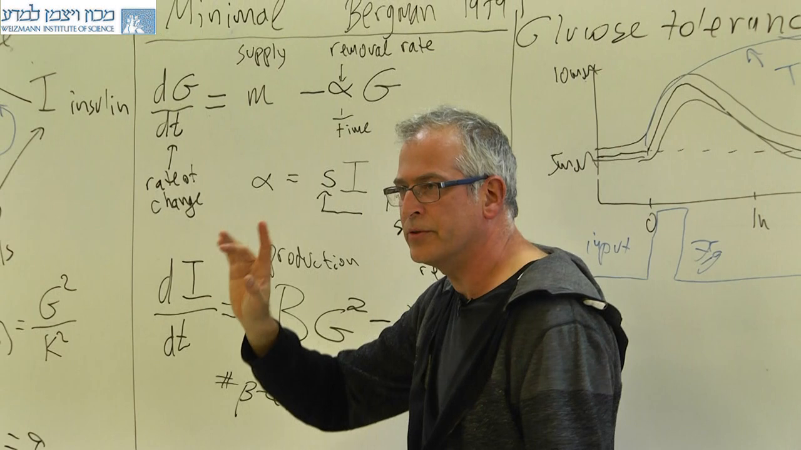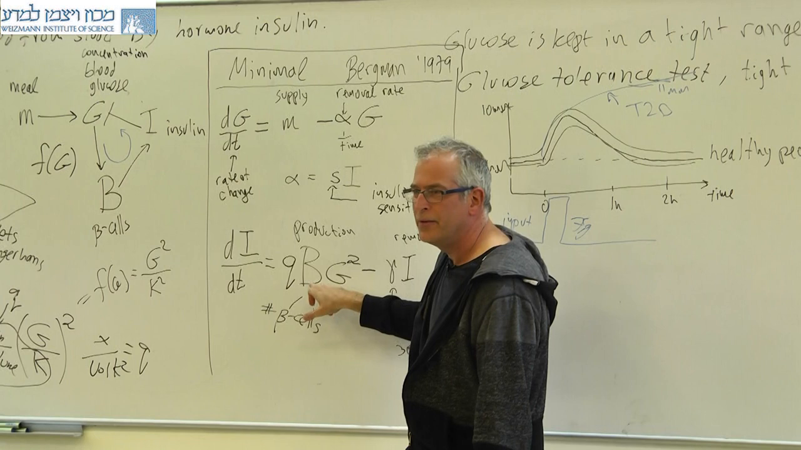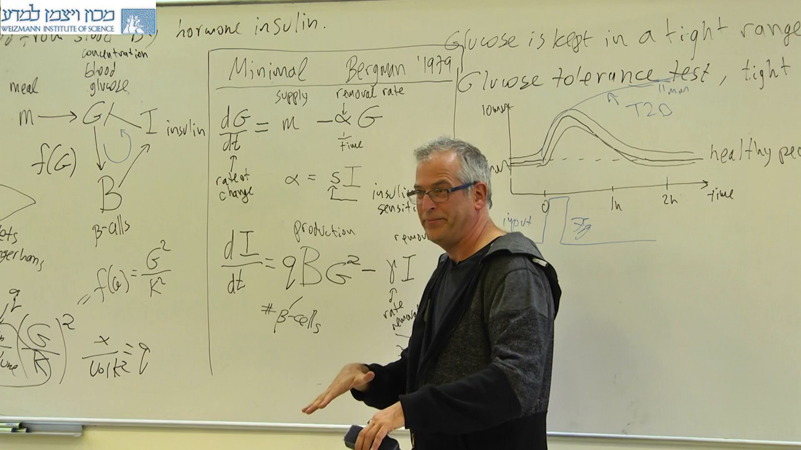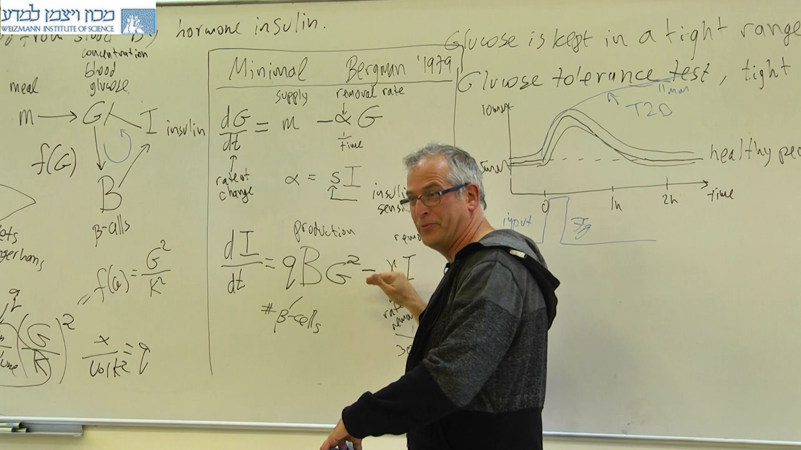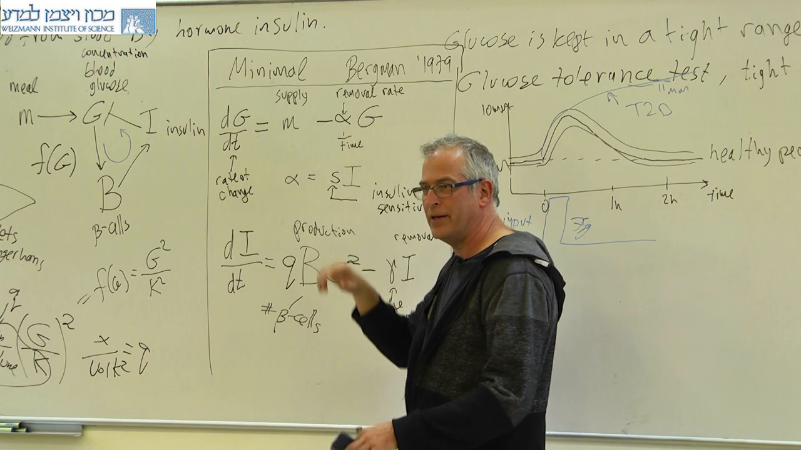Great question. So suppose now we get rid of some G. What will happen? Well, insulin production, which depends on G squared, will go down. So if there's less G, insulin production will go down, and insulin will go down, because it's removed. Did I answer your question? So that's how these two equations work together.